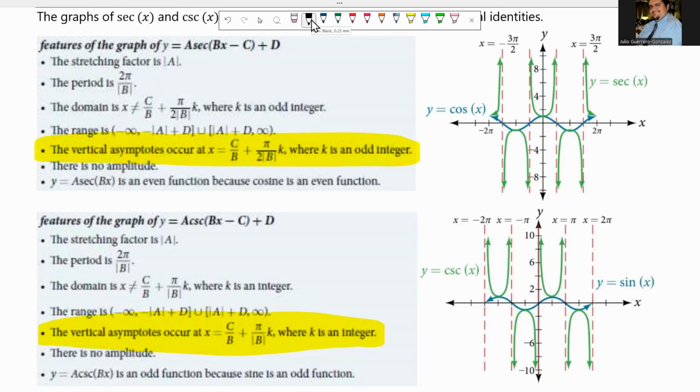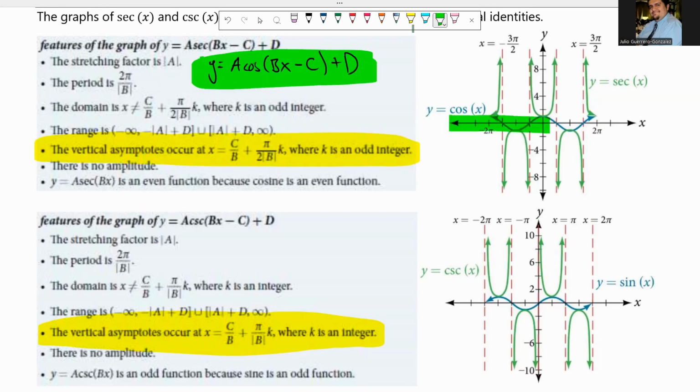is we graph the associated regular trigonometric function. So for secant, we graph this instead, a cosine of bx minus c plus d. We graph this instead. That is that function right there. Hopefully you guys see it in the middle. And then likewise, for cosecant, we instead graph a sine of bx minus c plus d.